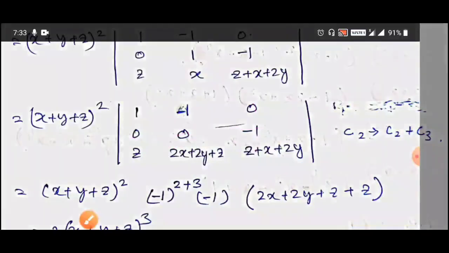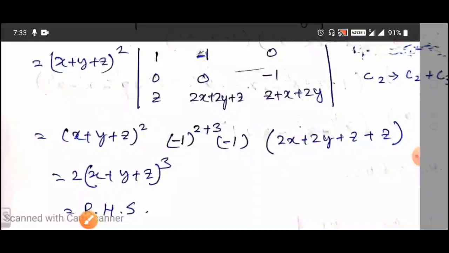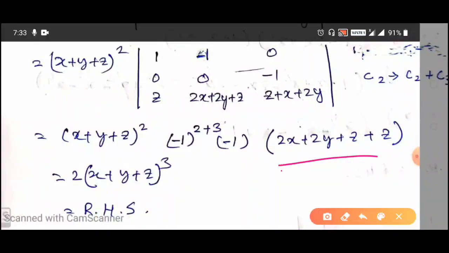We can take out 2 from here and it will be converted to x plus y plus z. So we will have 2 into x plus y plus z whole cube. This is the right hand side.